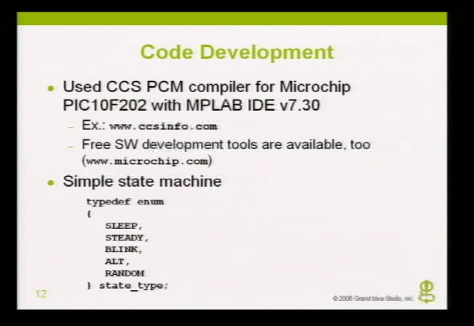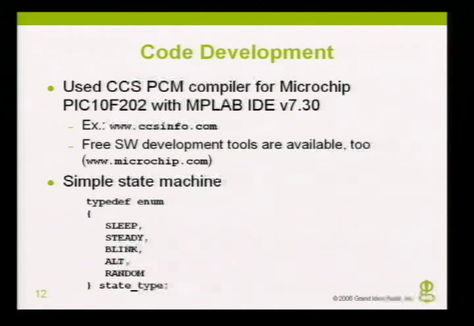For the code development, some of you guys are more on the software side, the firmware side of things. I used CCS PCM, which is one of the dozens of compilers available for PIC processors. I also used MPLAB 7.3 for the IDE, which integrates with CCS PCM pretty well. But you can also write stuff in assembly and in other versions of C. So you can grab some development tools off of the Microchip website if you're interested in hacking these.